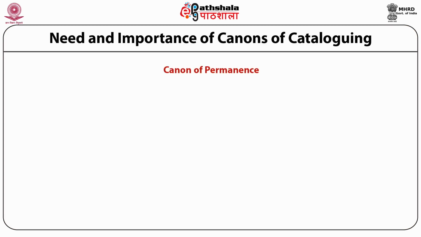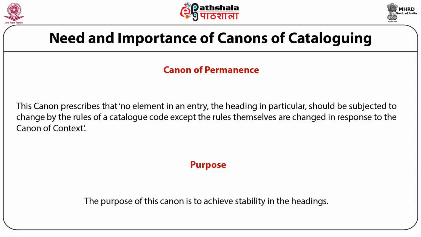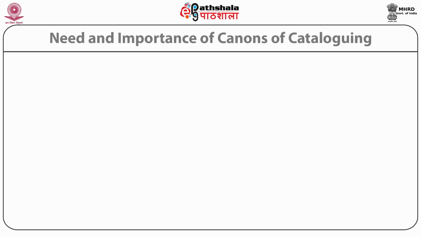Sixth, Canon of Permanence. This canon prescribes that no element in an entry, the heading in particular, should be subjected to change by the rules of the catalog code, except when the rules themselves are changed in response to the Canon of Context. Purpose of Canon of Permanence. The purpose of this canon is to achieve stability in the headings.